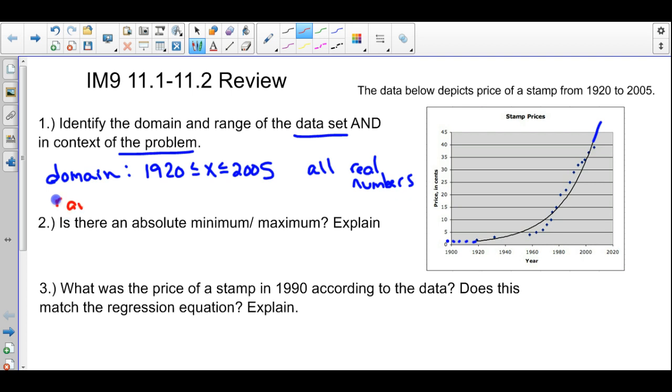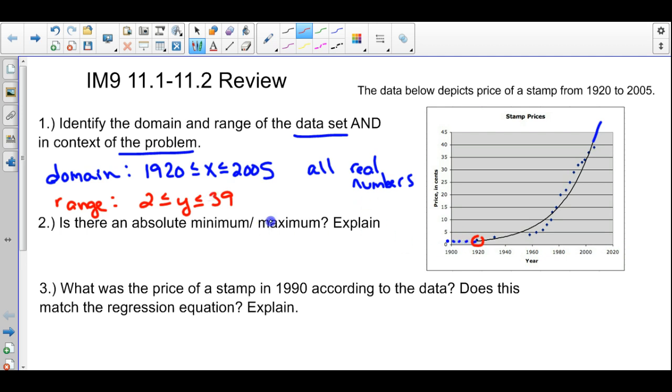The range values, according to the data set: the lowest price of a stamp, which is measured in cents, this lowest value right here looks like it could be around 2 cents. So I would say 2 is less than or equal to y, is less than or equal to as much as it is up here, which looks like around 39 cents. So the range of the data set itself is going from 2 to 39.